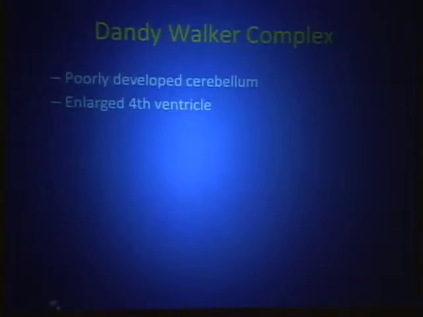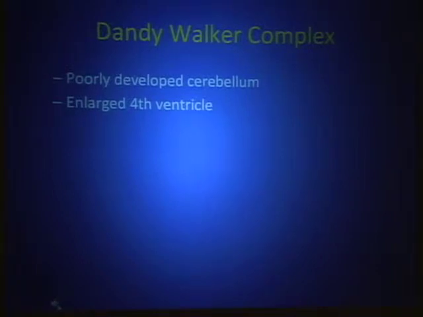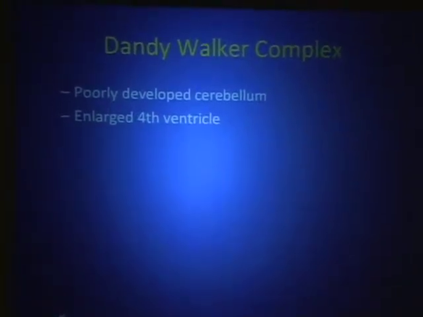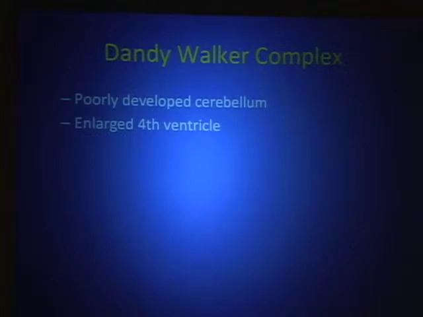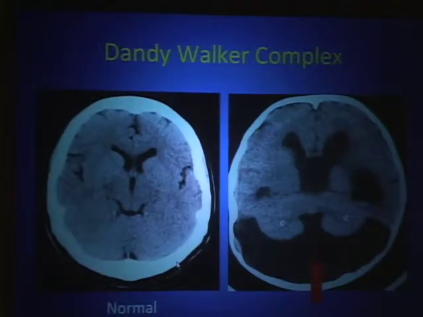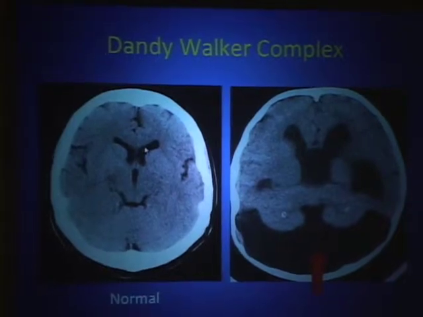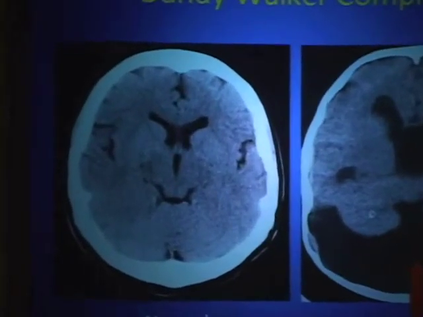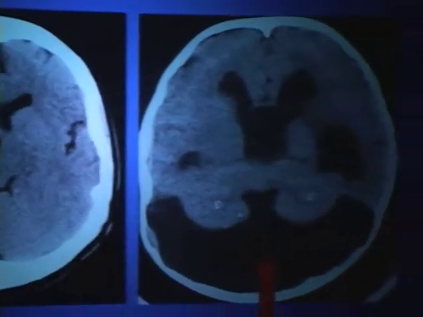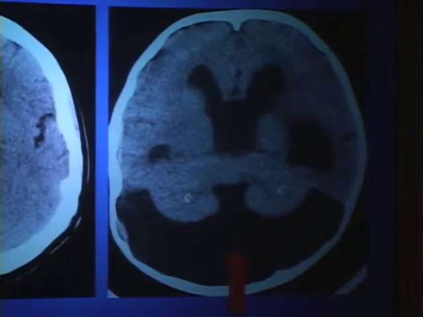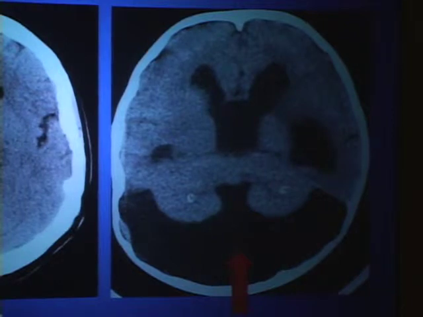So going to Dandy-Walker complex, a lot of things are called Dandy-Walker complex, but what they're looking at is if the cerebellum is poorly developed, and you have an enlarged fourth ventricle. So on the left side, you have a normal head CT, and these are the ventricles where the cerebrospinal fluid, everyone has that, we all have that. And on the right, you see that this part, and here is the cerebellum. And here on this side, you can see that it's very much smaller, and you have a lot more fluid. The black area is all fluid.